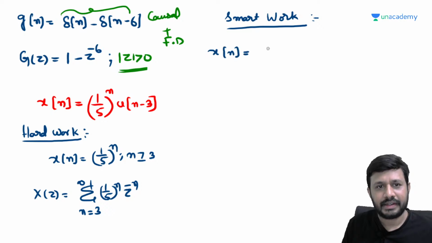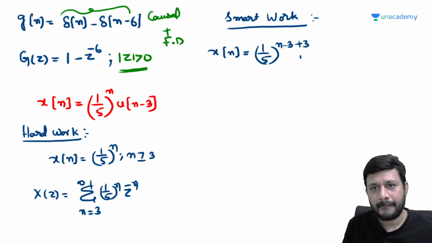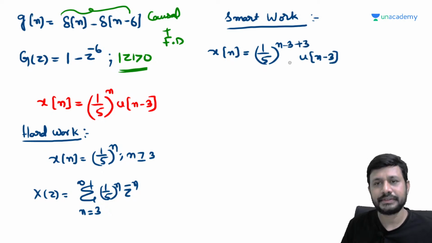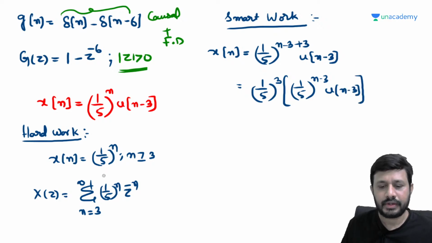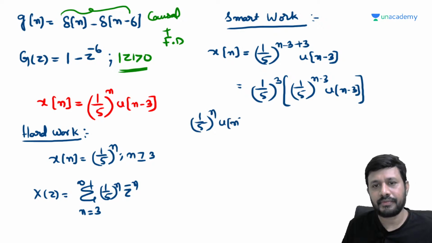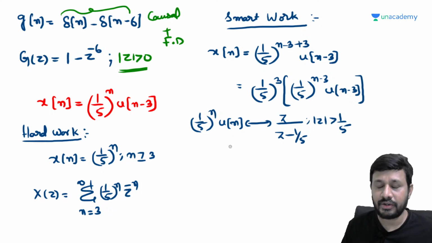Now, can I write my x of n like this? N minus 3 plus 3, u of n minus 3. Do you have any objection? No objection. Now bring the constant outside. Now can you use the properties? What is the Z transform for 1 by 5 whole power n u of n? This is in the form of a power n u of n. Z by z minus a, ROC mod z greater than mod a. And as it is a causal signal, it includes infinity also.